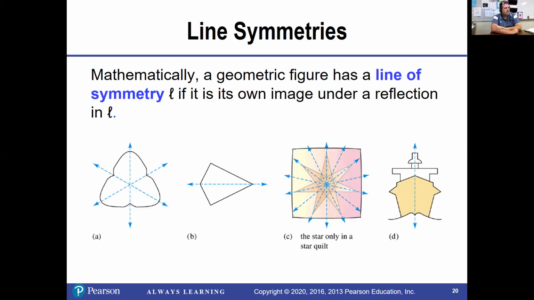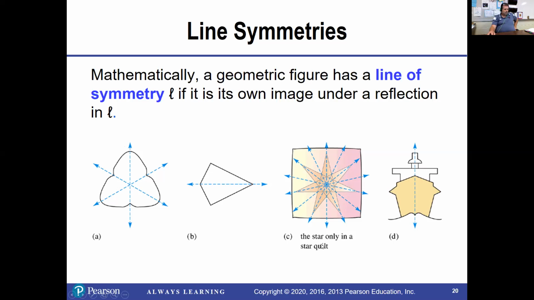All right. Lines of symmetry is what cuts a figure perfectly in half and equal on both sides. Okay, you have a line of symmetry as L. So notice this one has three lines of symmetry. You can cut the figure in half perfectly. This one only has one.